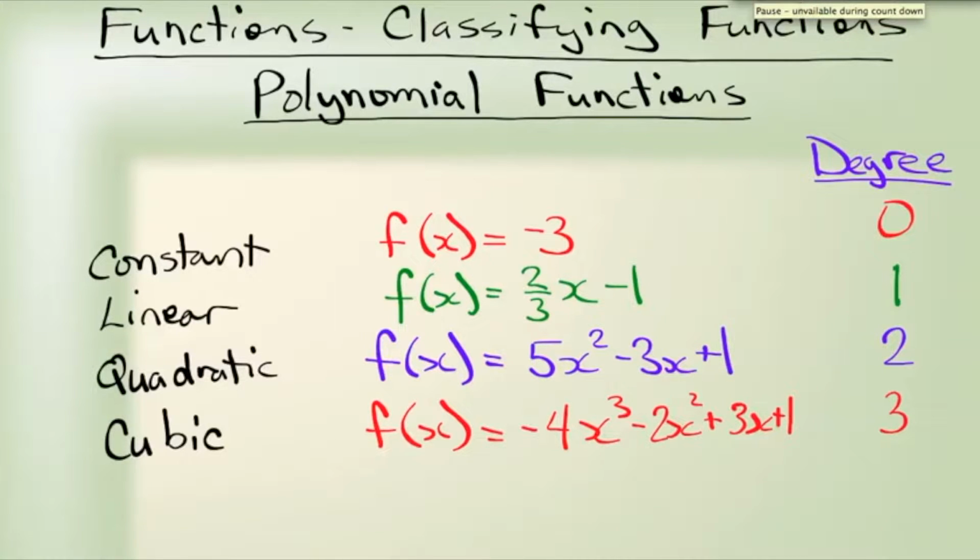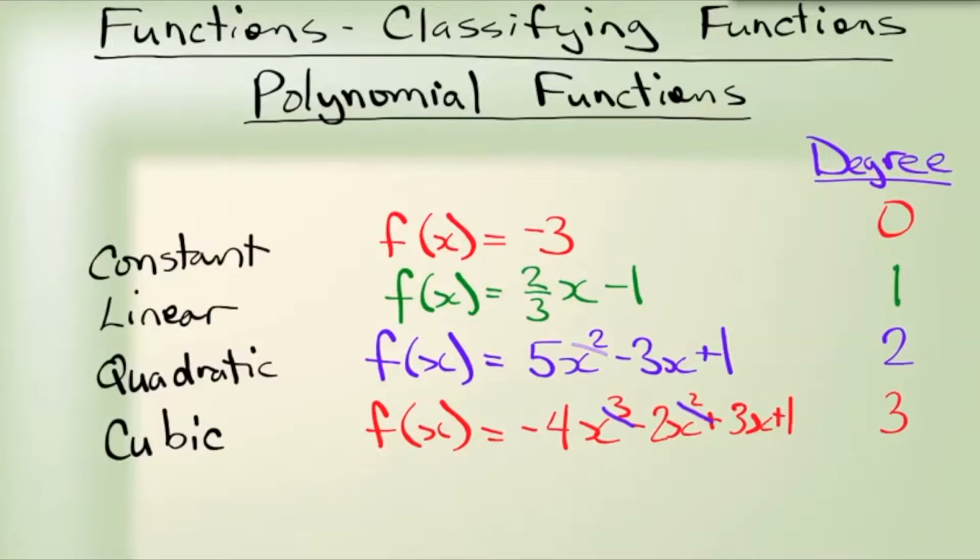Let's classify some polynomial functions. But first, we should know exactly what a polynomial function is. A function is considered a polynomial if the power on x has to be a non-negative integer. So 0, 1, 2, 3, 4, no decimals, no fractions.